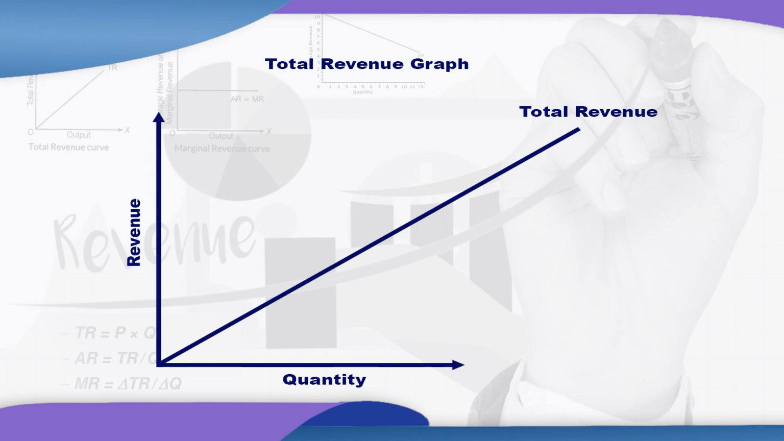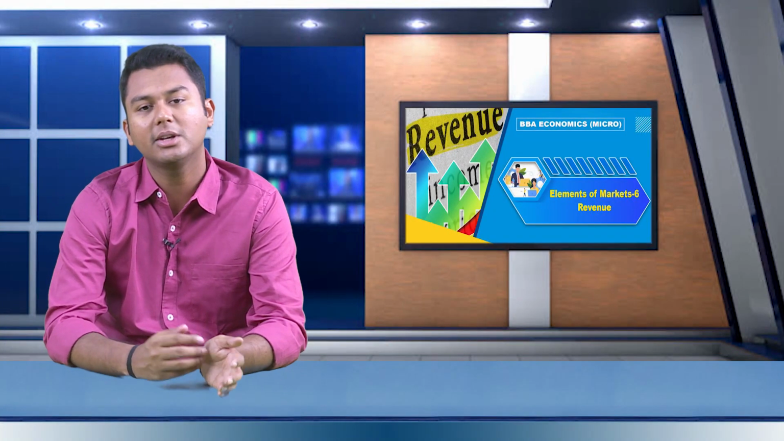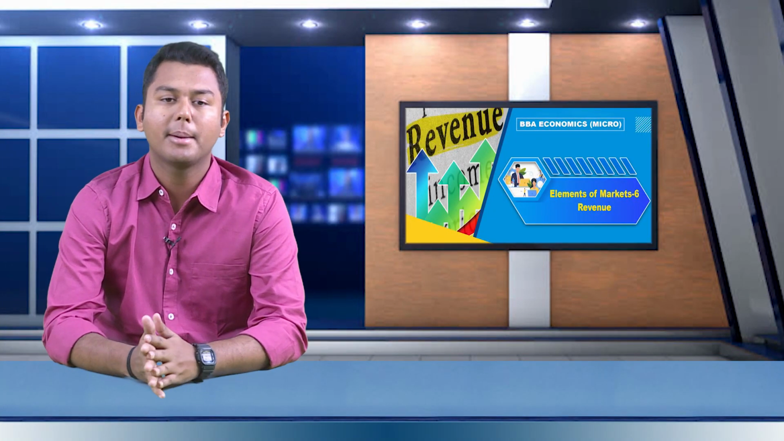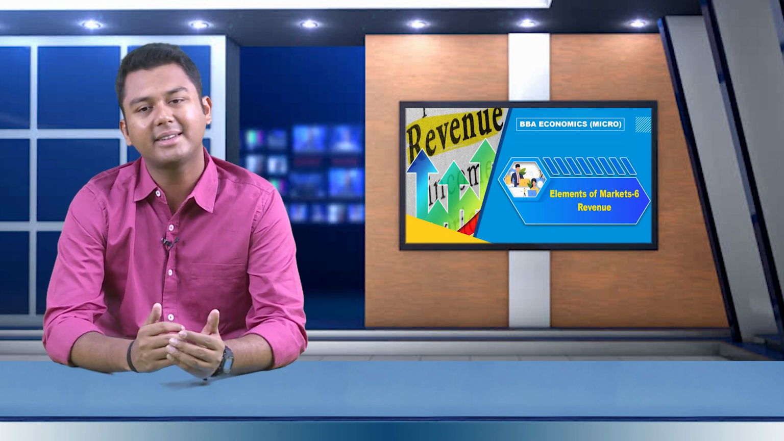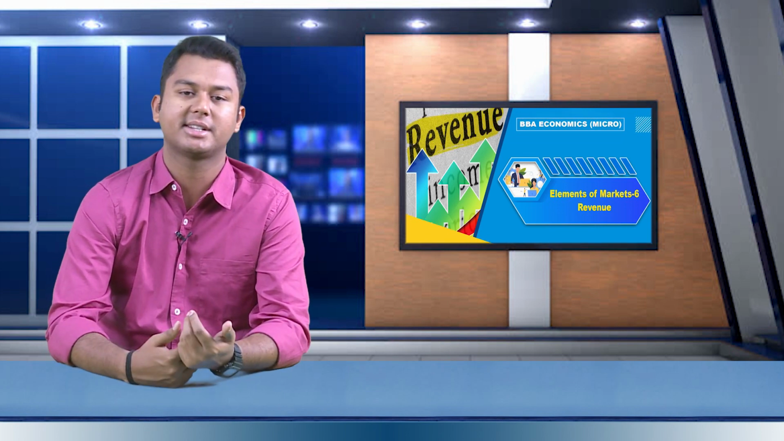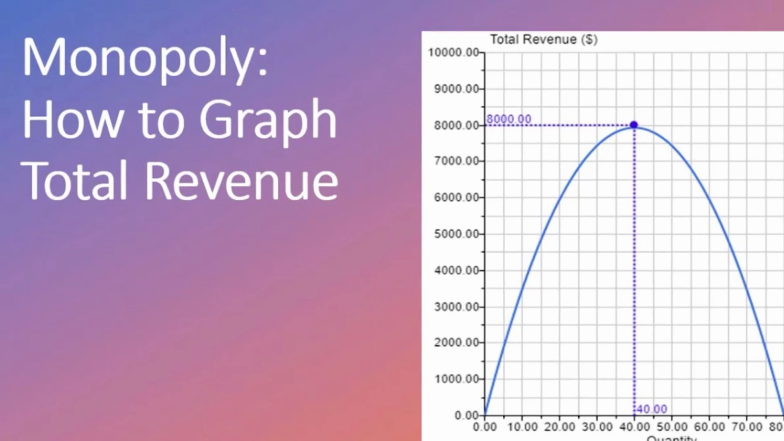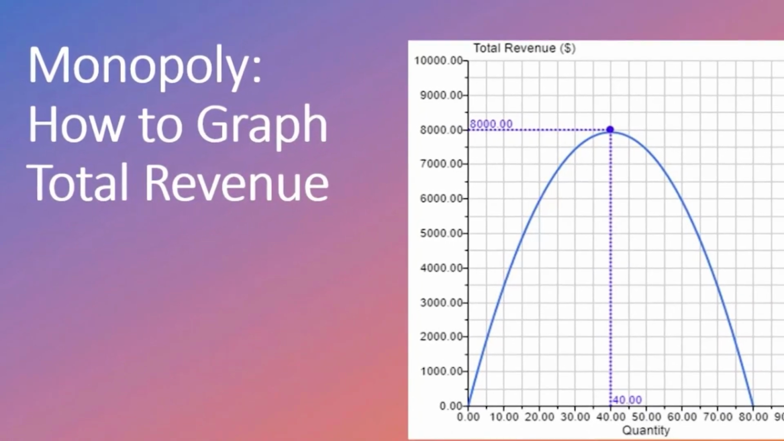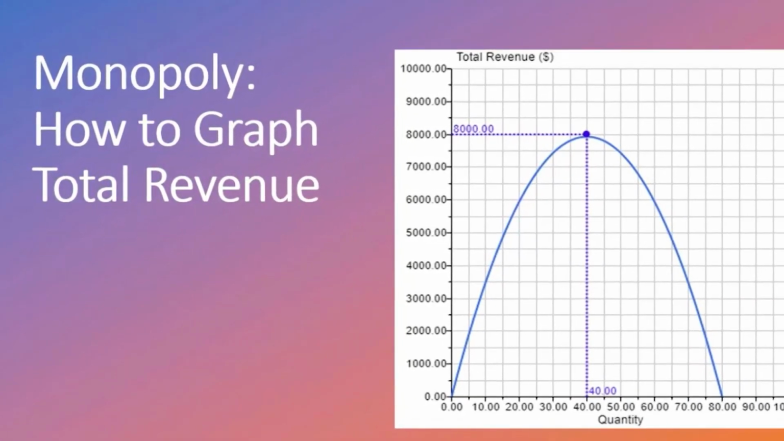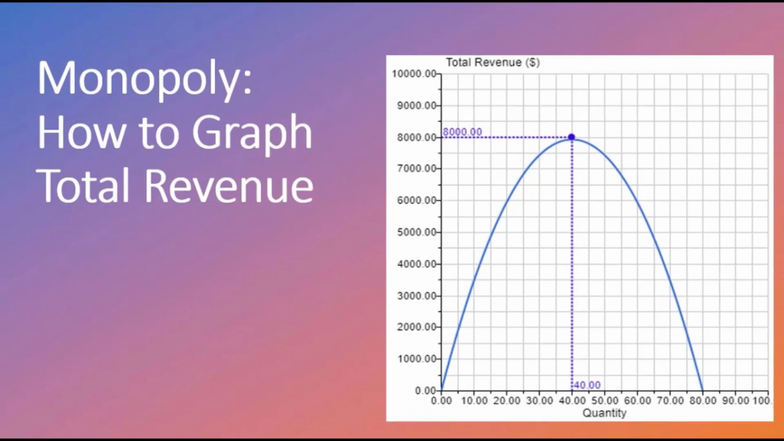In a perfectly competitive market, the total revenue curve is a straight line that slopes upwards, indicating a direct relationship between quantity sold and total revenue. Whereas in monopoly or imperfect competition, the total revenue curve typically has a parabolic shape. It initially increases, reaches a maximum point and then starts to decline, reflecting the impact of decreasing marginal revenue.